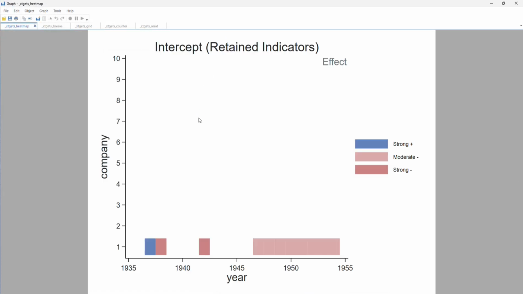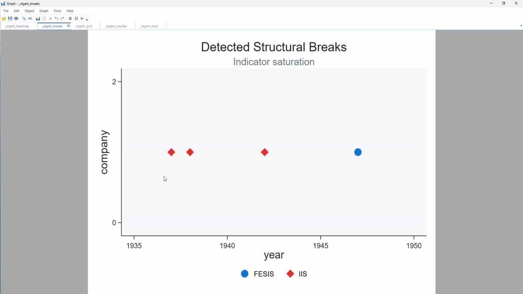So the first graph is looking at the intercept changes. So we identified that only the first cross section had extremely different coefficients. We pointed out here. Okay. Then if you go to breaks, we found out that for FESIS and ISIS, there was only one FESIS for this year, and there were 3 IIS for this year, the remaining mentioned. Other cross sections it didn't pick up.